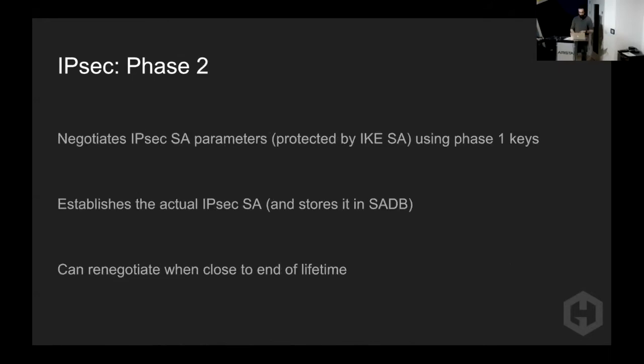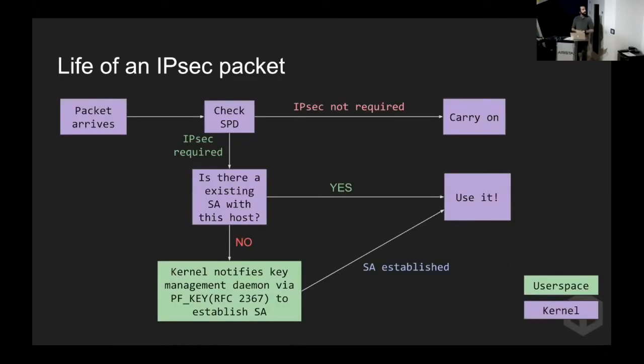And phase two is when the actual security associations are done. This is done this way because you can set the phase one once, and then you can make multiple phase twos without the overhead of doing the phase one. This is very quickly the life of an IPsec packet.